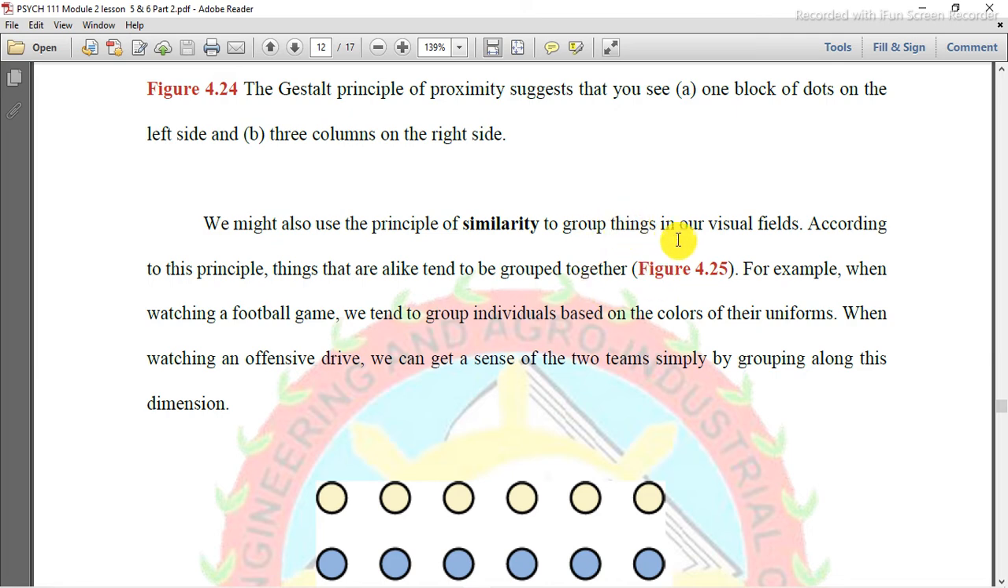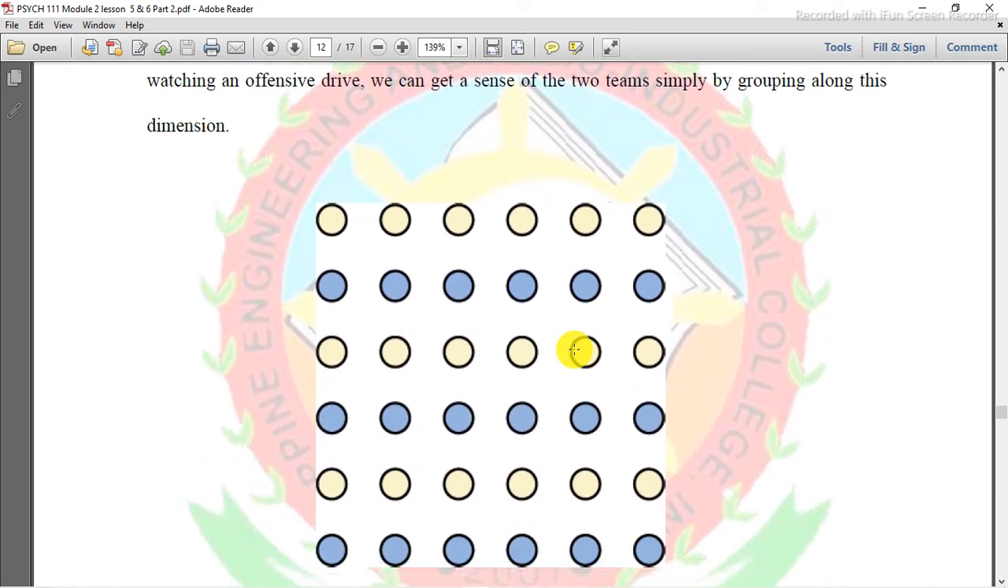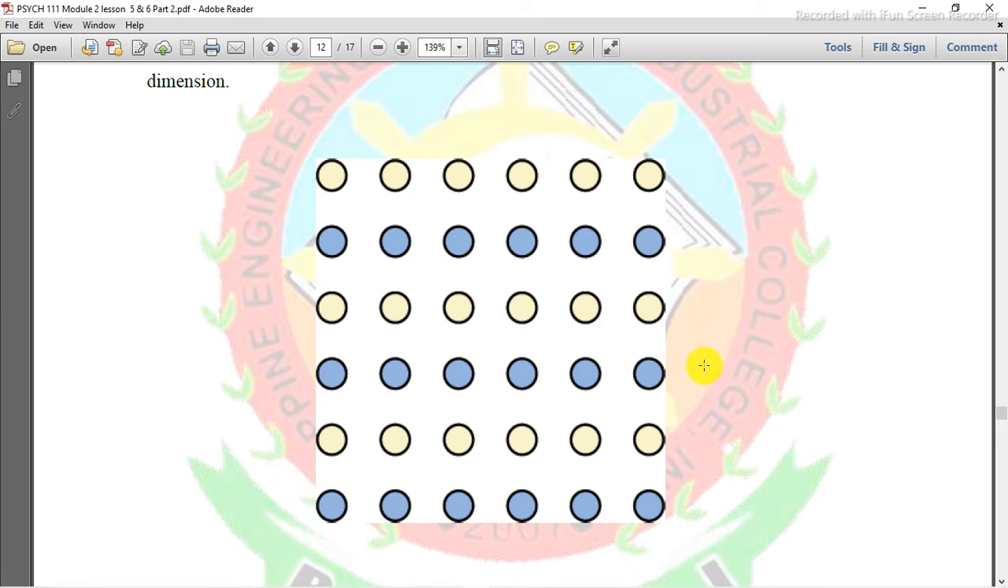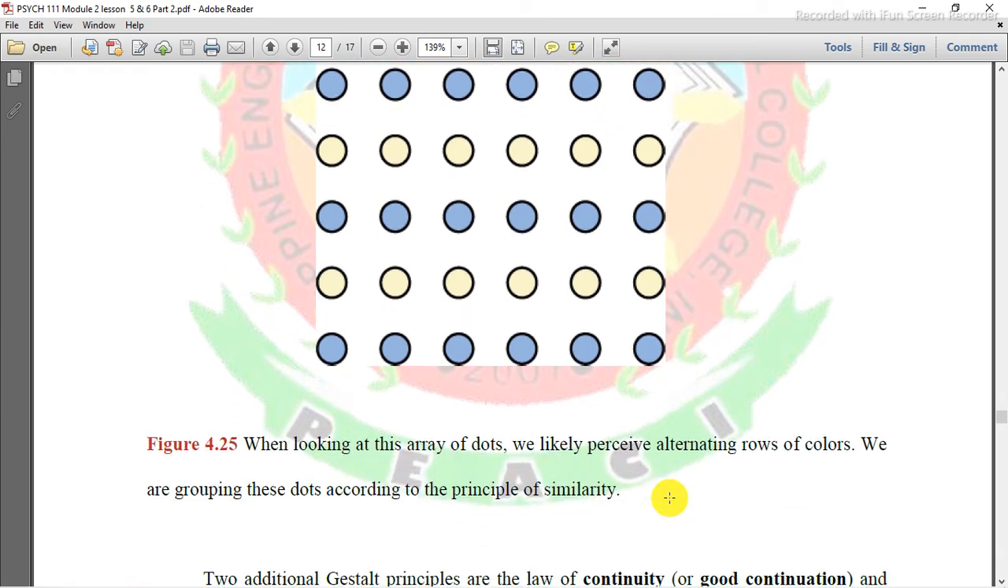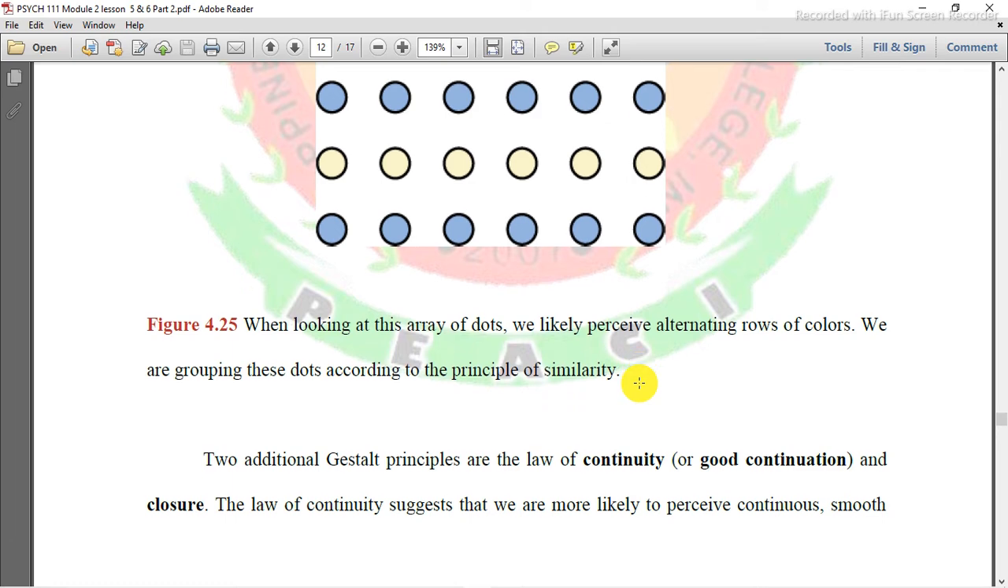Anyways, similarity, no? According to this principle, things that are alike tend to be grouped together. So parang gano'n, no? Parang alike siya. Makikita mo yung kagrupo nito, yung parang khaki color. Because they are alike, things that are alike tend to be grouped together. Yung blue, of course, yung ka-blue yung kagrupo niya. Malalaman agad natin because they are alike. When you are looking at tiny arrays of dots, we likely perceive alternating rows of color. We are grouping these dots according to the principle of similarity.